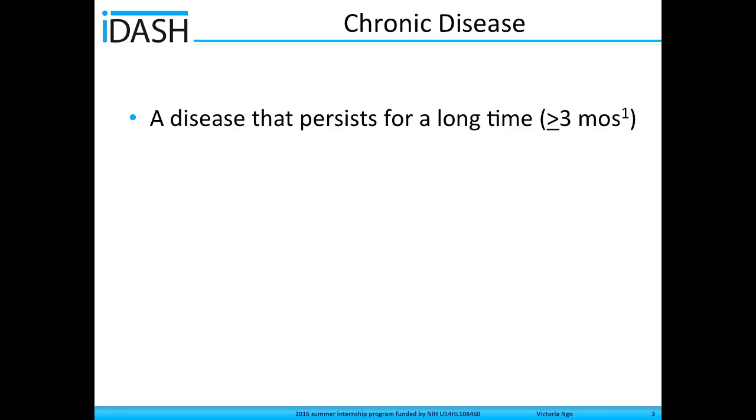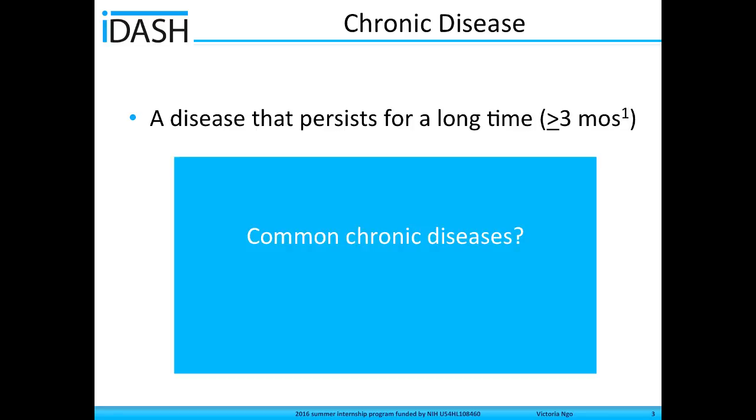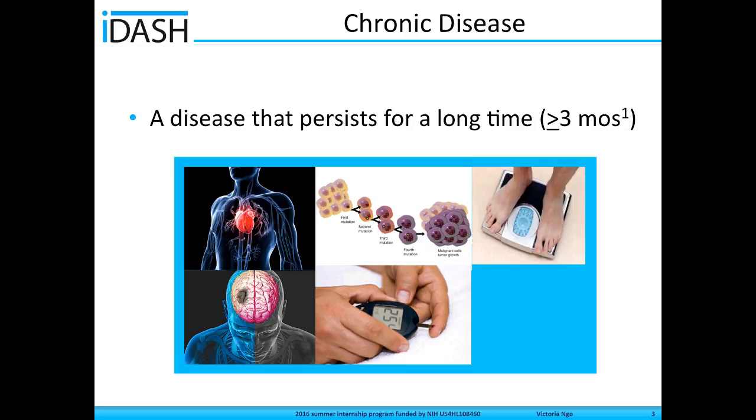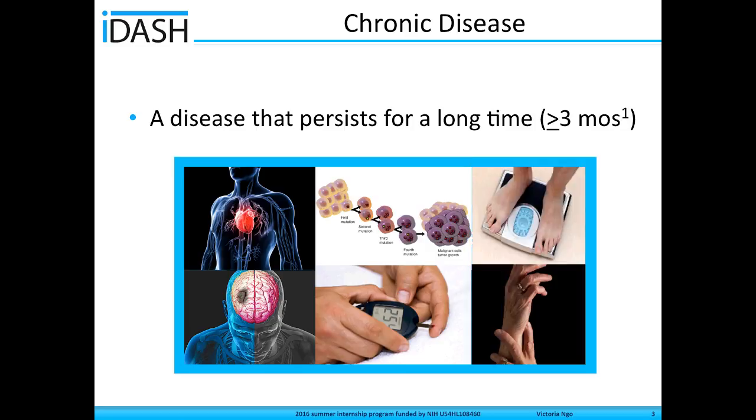So chronic disease. Does anybody know what a chronic disease is? Chronic disease is a disease that lasts for a long time. According to the U.S. Center for National Health Statistics, it's a disease that lasts 3 months or longer. Common examples are heart disease, stroke, cancer, diabetes, obesity, and arthritis. I put these up because they're the most common, and they cost the U.S. health system a lot of money for direct and indirect care. As well, the complications associated with these chronic diseases are often preventable.